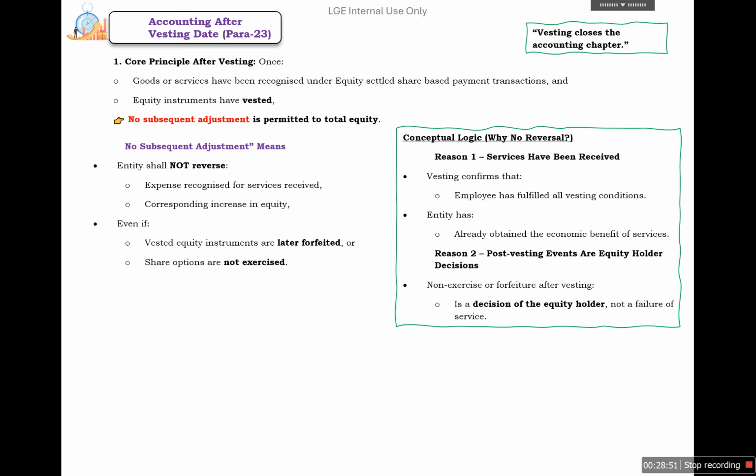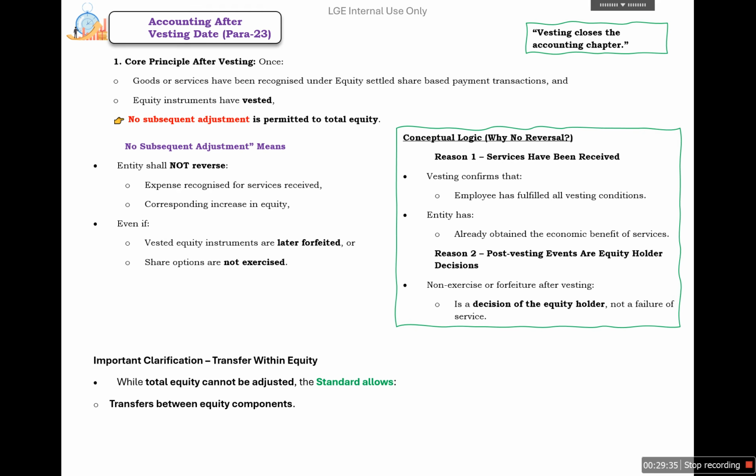So what is the conceptual logic for why there is no reversal? Reason one is that services have already been received. Vesting confirms that the entity has taken the benefits of the services. The employee has fulfilled all vesting conditions and the entity has obtained the economic benefits. So there should not be any reversal. Reason two is that post-vesting events are the equity holder's decision, whether he opts for the options or not. So it is not that the entity has no obligation. The entity has the obligation. Now it is on the part of the employee whether he opts for that option or not. So because of that, it cannot be reversed.